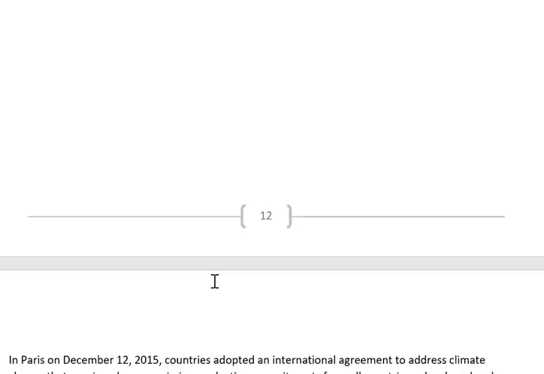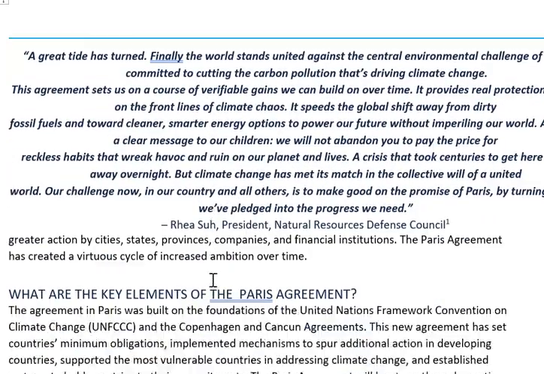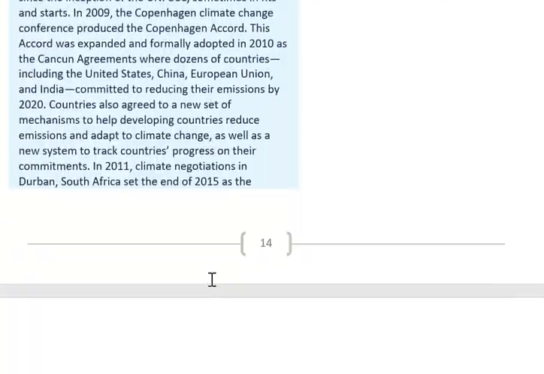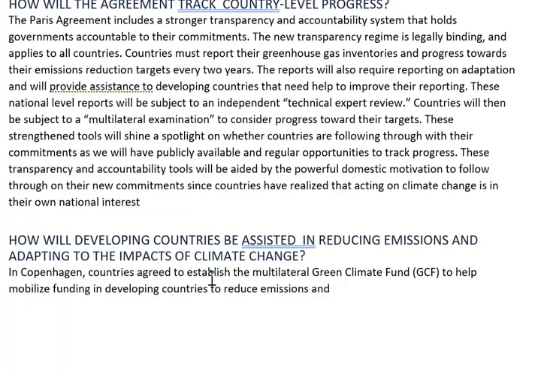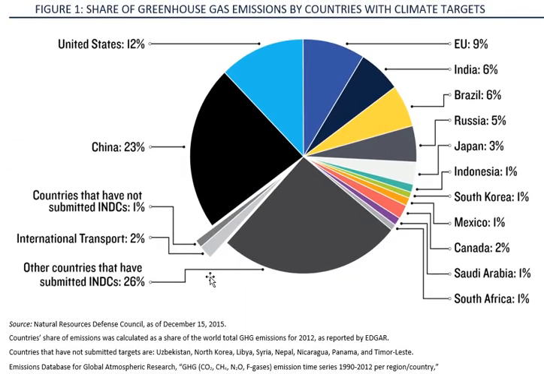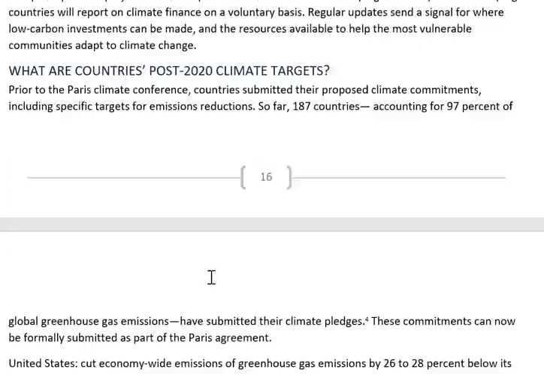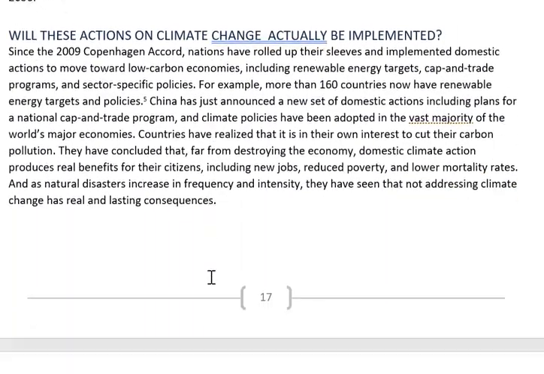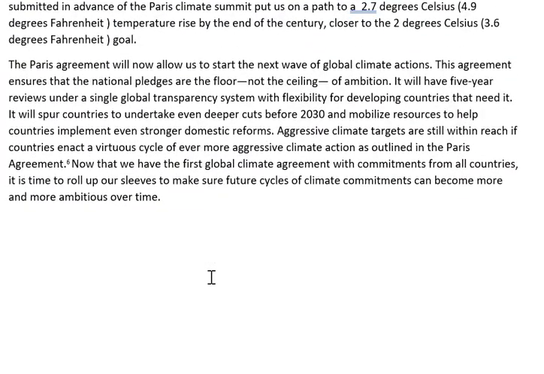Again, this is just all the Paris Accord. I pretty much copied and pasted the summary into the lab. So you just need to make sure you're reading it. It gives you some data there. Again, a pie graph to look at some data. It tells you what each country agreed to do. And that's pretty much it.